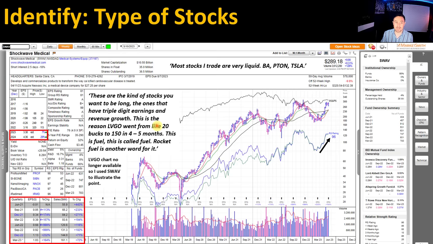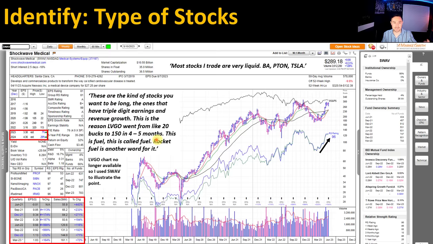These are the kind of stocks you want to be long. The ones that have triple-digit earnings and revenue growth. Look down here. Triple-digit earnings doesn't have triple-digit revenue growth in the most recently reported quarters, but did have a string of those, and still 71, 72% is very high. This is the reason Lordongo went from like $20 to $150 in 4 or 5 months. It then got bought out as well. This is fuel. This is called fuel. Rocket fuel is another word for it.